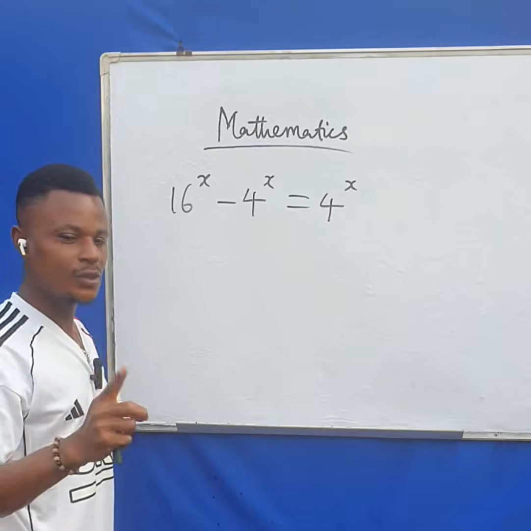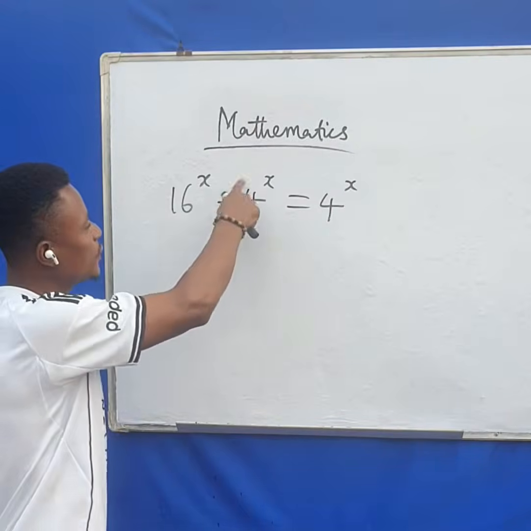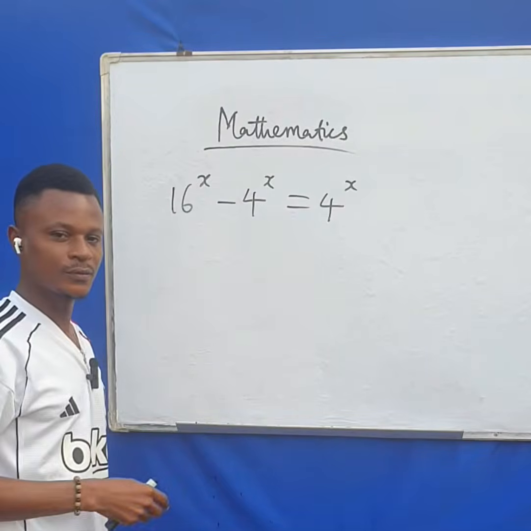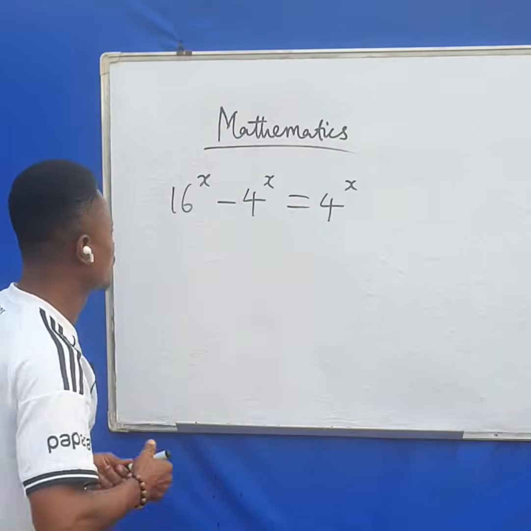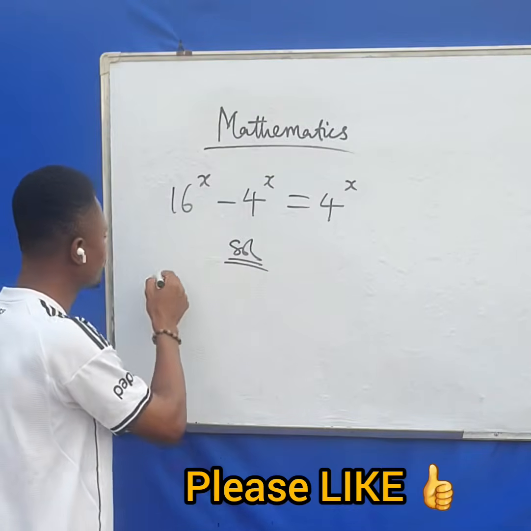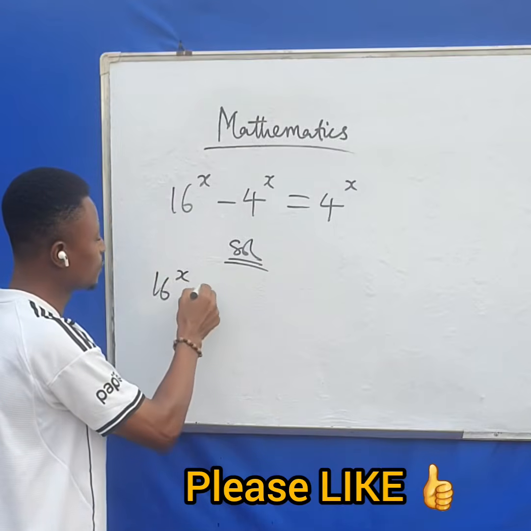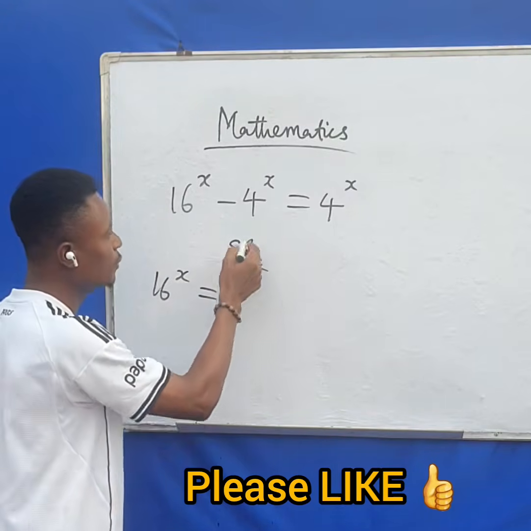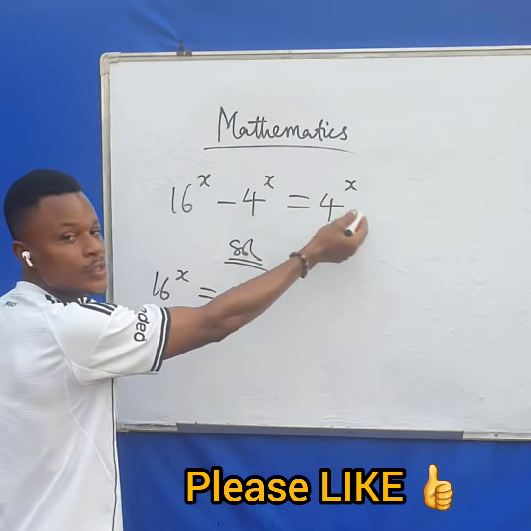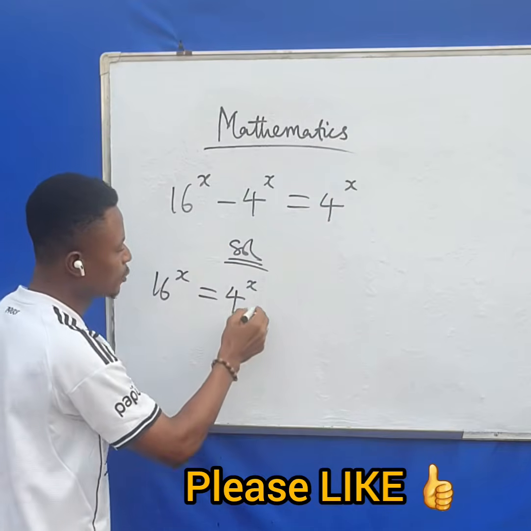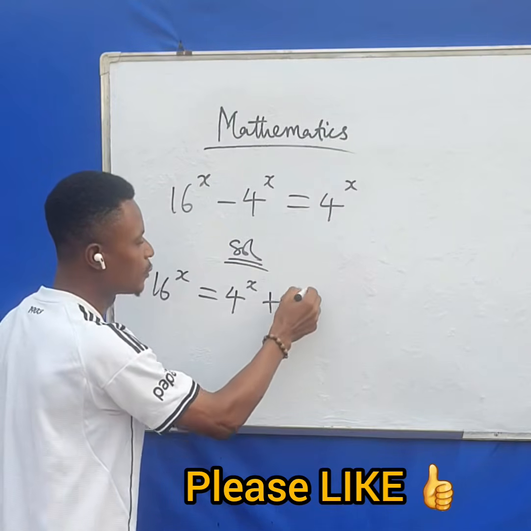The first thing you need to do is to move this negative 4 raised to the power of x to the right hand side of the equation. That's our first step. We have 16 raised to the power of x equal to 4 raised to the power of x. When this one crosses to the right hand side of the equation, it changes from negative to positive. So it becomes positive 4 raised to the power of x.